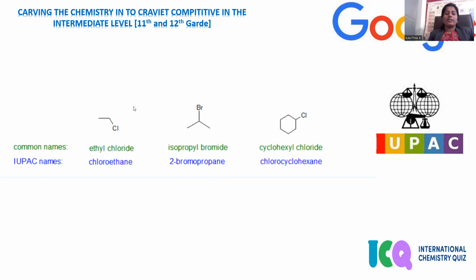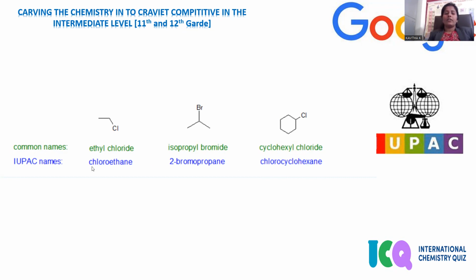Common names are provided. This is called ethyl chloride. As per the IUPAC norms, it is called chloroethane. The compound is regarded as chloroethane. The second one is a 3-carbon chain, where isopropyl bromide is the common name. As per the IUPAC, 2-bromopropane is the systematic name. And this is cyclohexyl chloride, which is the common name. Chlorocyclohexane will be the IUPAC name of the compound, right?